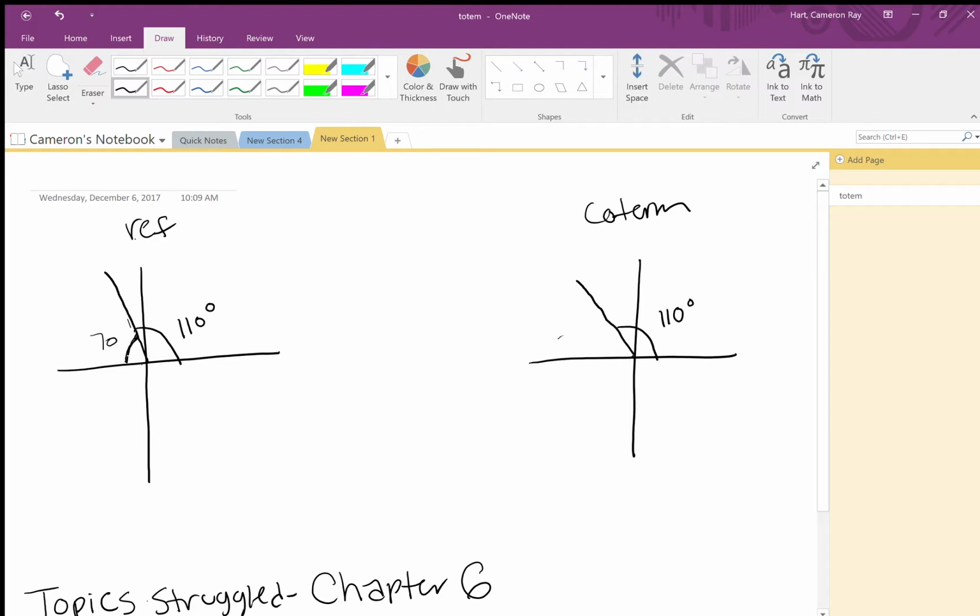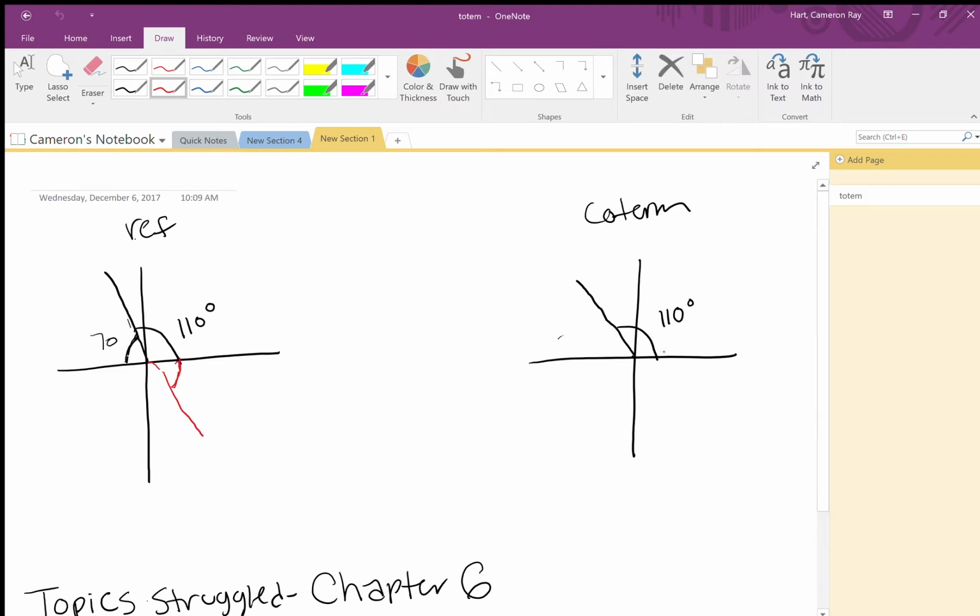However, let's say this angle is right here, we'll be looking for this angle right here. Right, so it corresponds with the closest x value. However, your coterminal angle is in terms of 360. Right, so this is a positive 110.